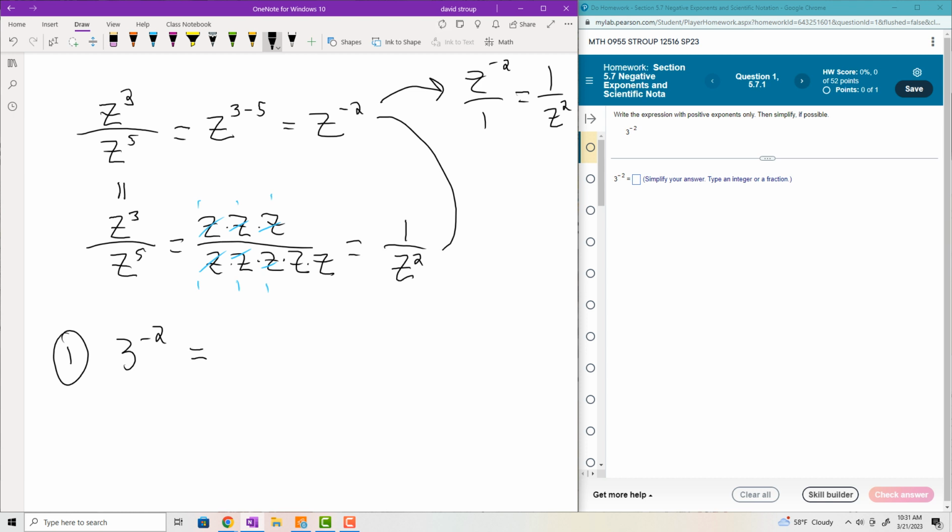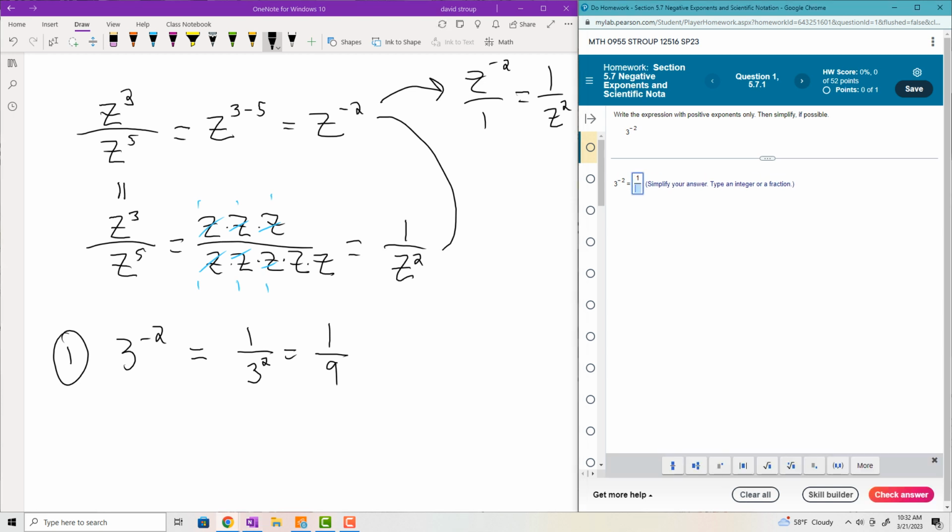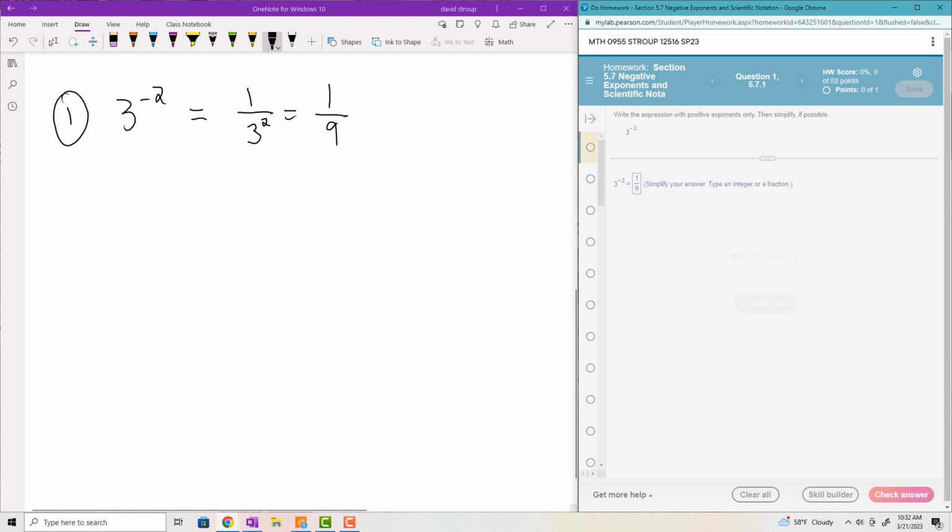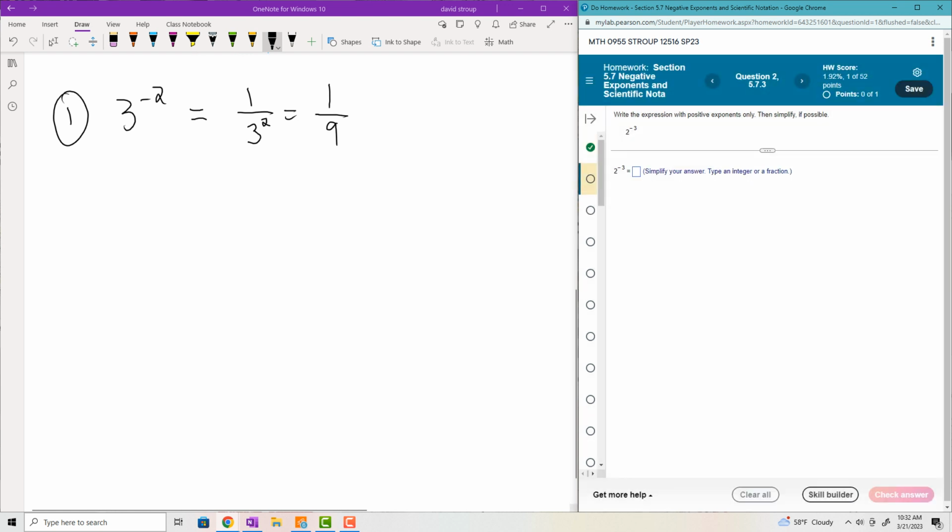Just as before, 3 to the negative 2, you're going to drop the 3 to the denominator and change the sign of the exponent. So you're always changing the sign of the exponent. That would be 1 over 9. 3 times 3 is 9. Same deal for the next one, that would be 1 over 8.